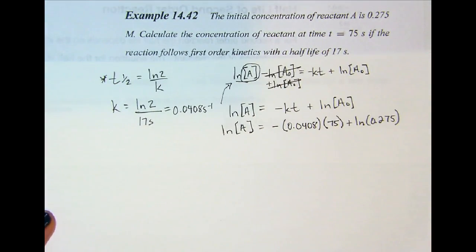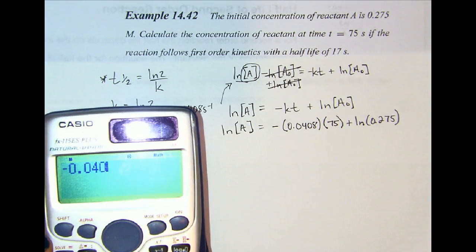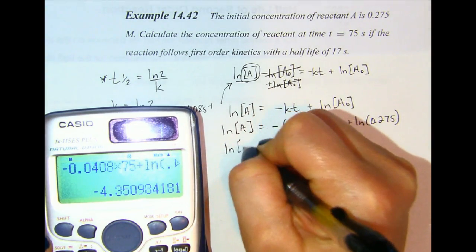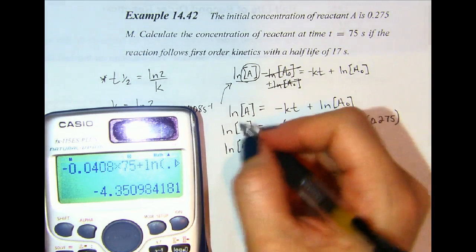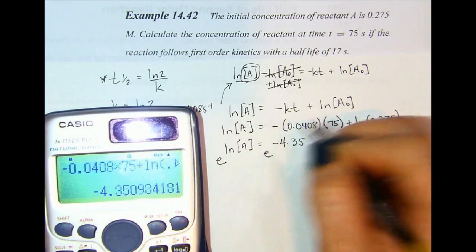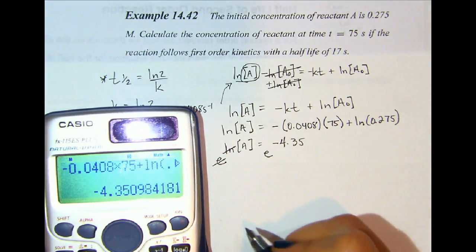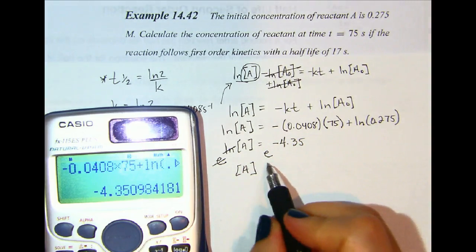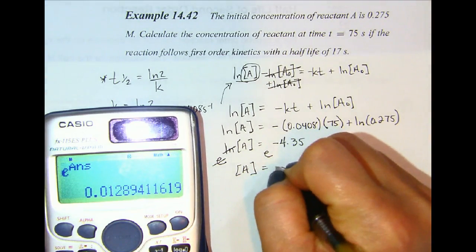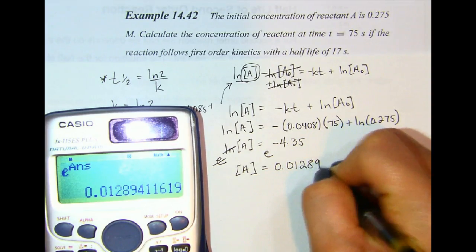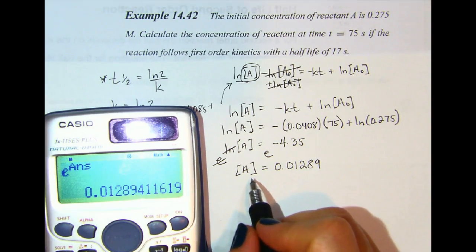So let's plug that into our calculator. Negative 0.0408 times 75 plus the natural log of 0.275, close parenthesis, is equal to: the natural log of A is equal to negative 4.35. However, if I want just the concentration of A, I'm going to have to take e to both sides of the equation. This will cancel out the natural log on the left, and so the concentration of A will be equal to e raised to the previous answer, which is going to give me a concentration of 0.01289. And so this is the concentration at 75 seconds.